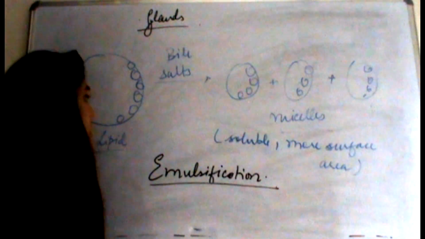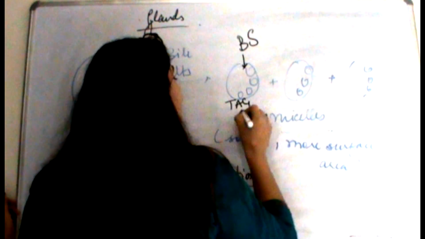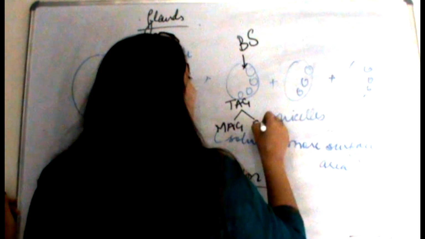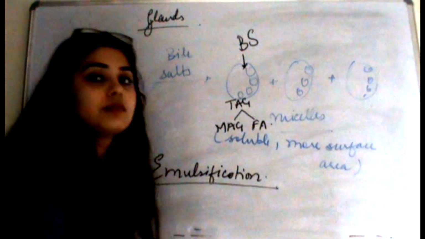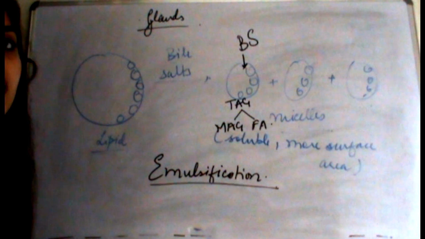Emulsification. In this, now what happens? Bile salts again will act and they will lead to the conversion of triacylglycerol, and it will be converted to monoacylglycerol and fatty acid, right? So now this is all about the bile salts.